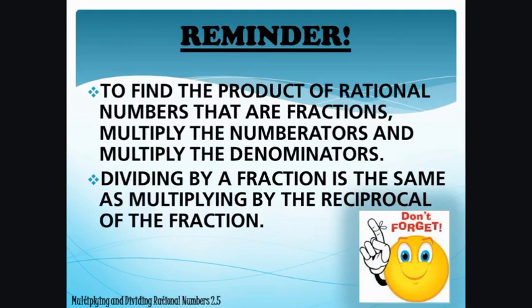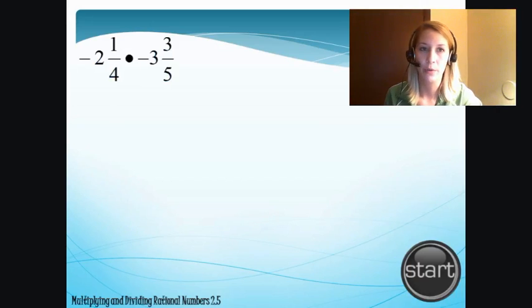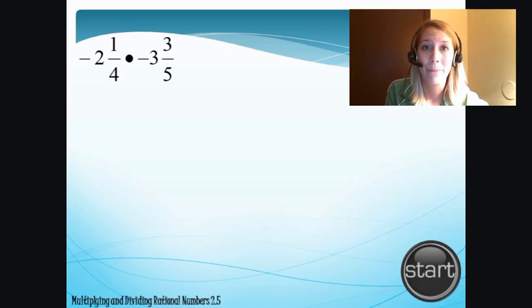And remember, to find the product of rational numbers that are fractions, you multiply the numerators and multiply the denominators, straight across. And when dividing by a fraction, it's the same as multiplying by the reciprocal of that fraction. So let's take a look at an example. We're first going to start with a pretty tricky one, where we're multiplying two mixed numbers that are both negative values.